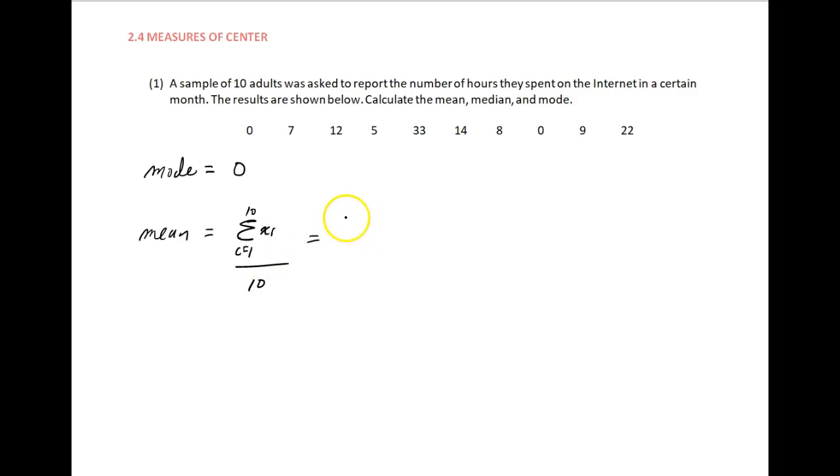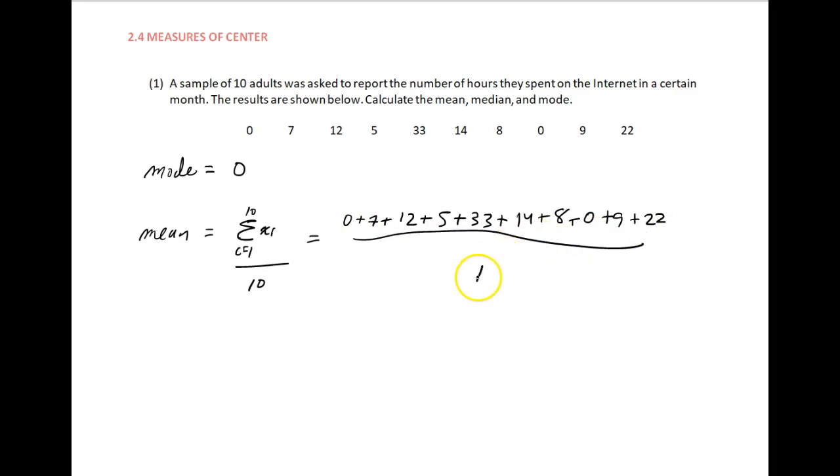So all this is just going to equal 0 plus 7 plus 12 plus 5 plus 33 plus 14 plus 8 plus 0 plus 9 plus 22, all over 10. And that is going to give us 110 over 10, or 11. So we could say our mean is equal to 11.